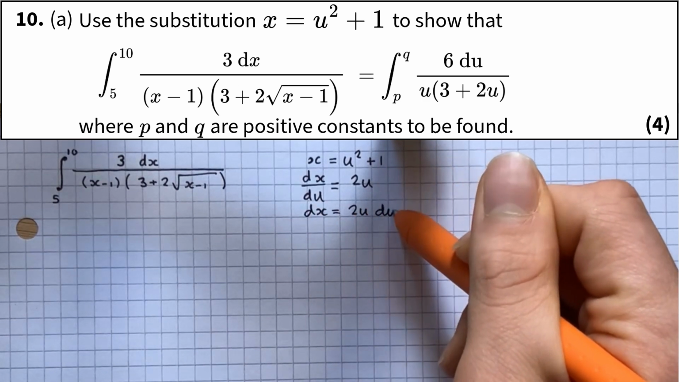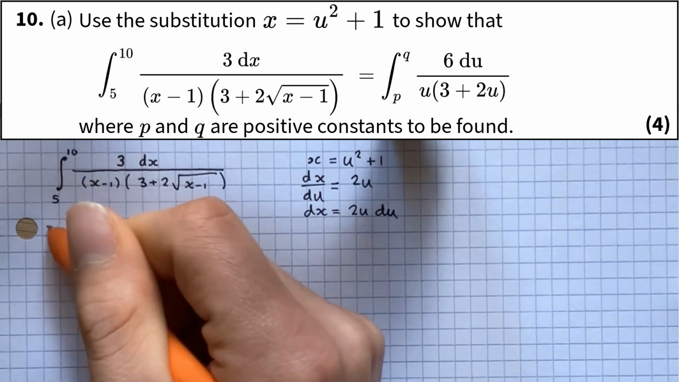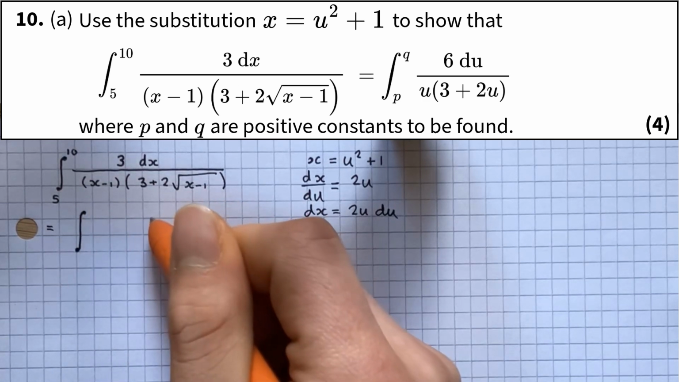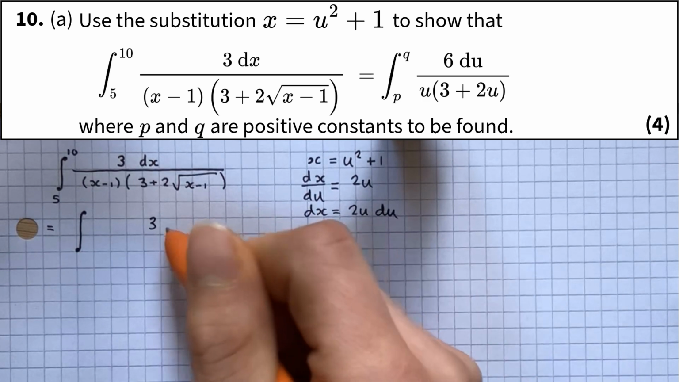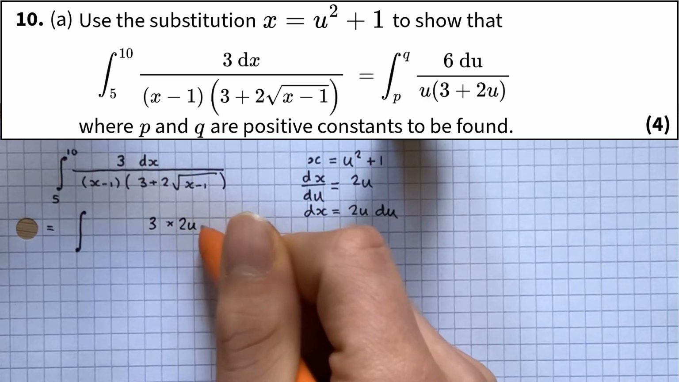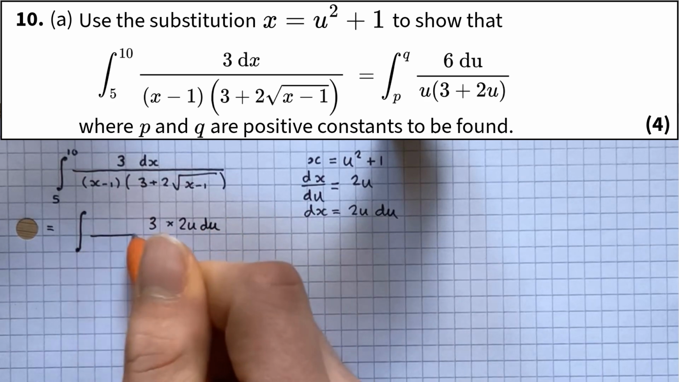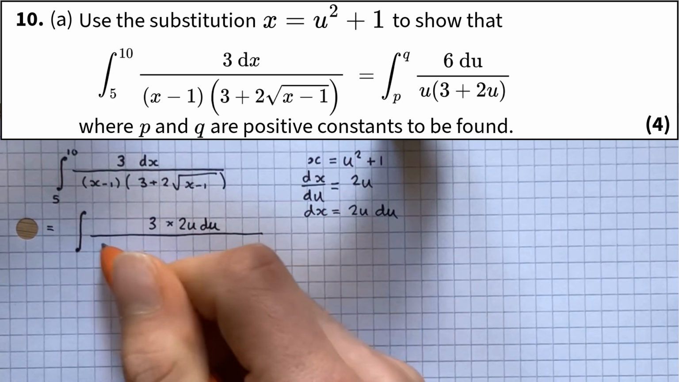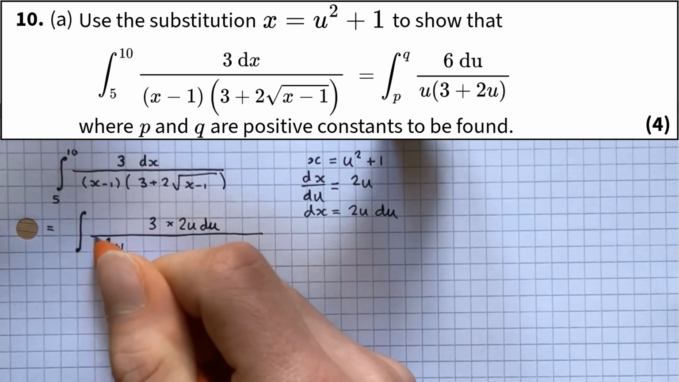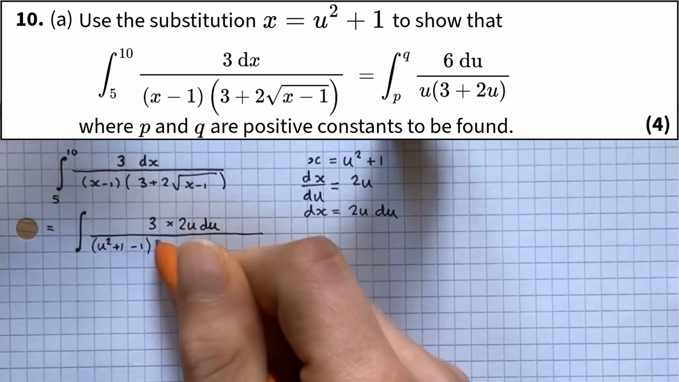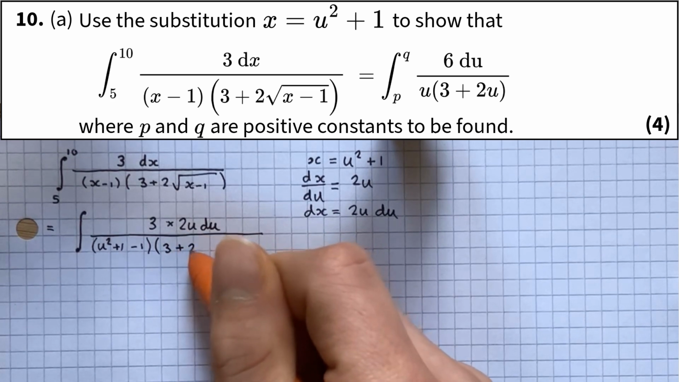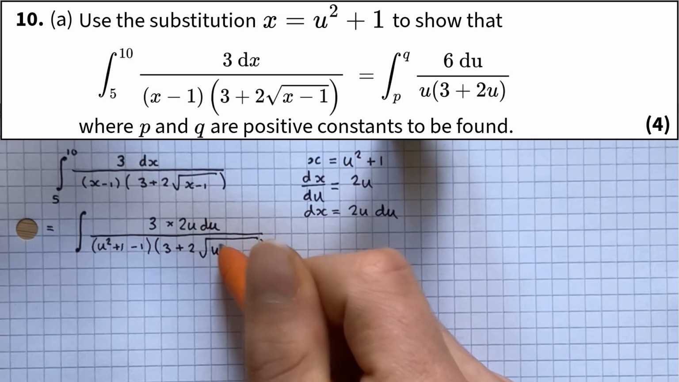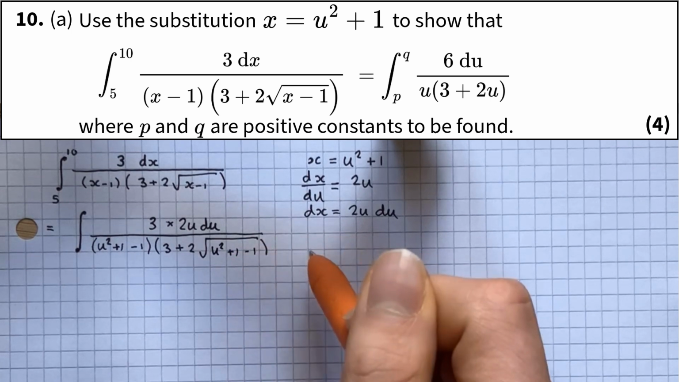If I times by du on both sides, dx is 2u du. So what I'm going to do is rewrite the integral and substitute in all the u's instead of x's. So I'm going to change the dx to 2u du. And in the denominator, instead of x minus 1, it's going to be u squared plus 1 minus 1. Like this. The 3 plus 2 square root is the same, and instead of x minus 1, I'm going to do the same thing, u squared plus 1 minus 1.